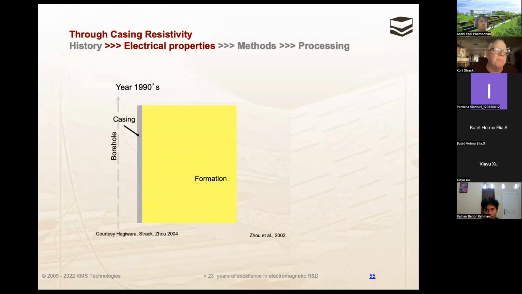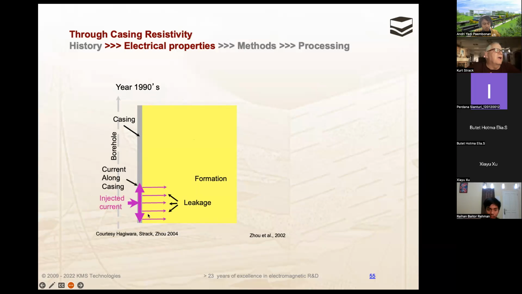The next example is about through casing resistivity, and we are almost done, 3 or 4 more slides. Through casing resistivity works by injecting a current into this casing. The casing is 1 million times more conductive than the formation, and the current gets injected and leaks into the formation.